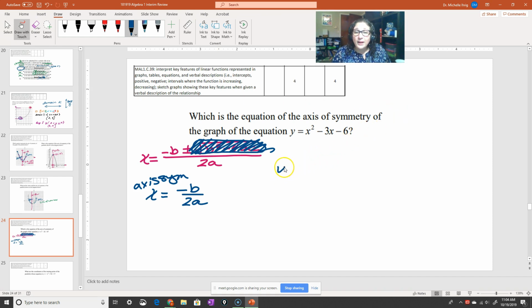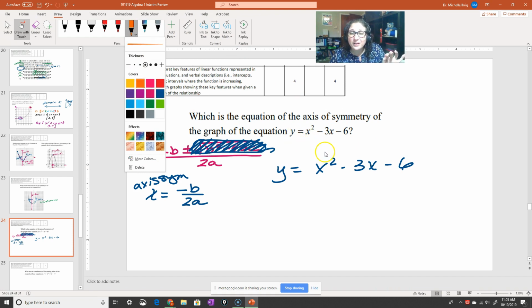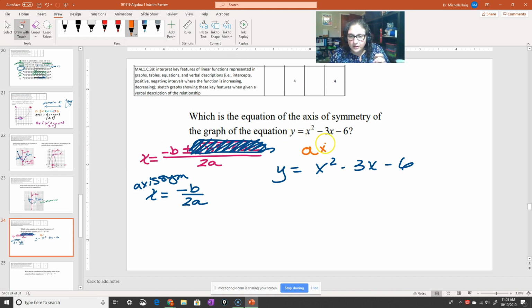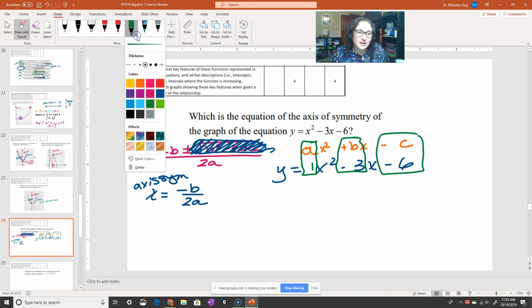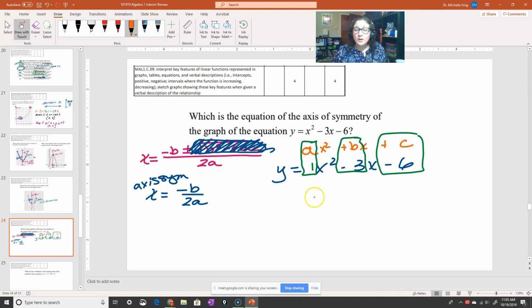So here, I have y equals x squared minus 3x minus 6. I still do my ABCs. If you don't know your ABCs, take a look real quick. The ABCs is A x squared plus B x plus C. So all you do is match the stuff up. Here in my case, there's no A value, so it's 1. B will be -3, and C will be -6. I rushed too much, this should be plus C. So now I know A equals 1, B equals -3, and C equals -6.